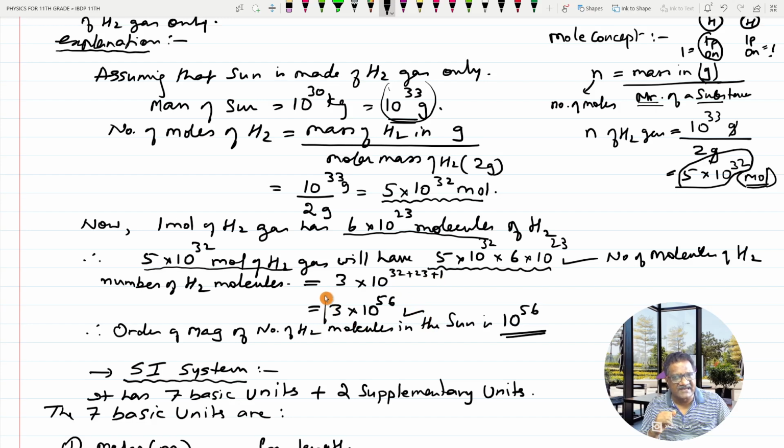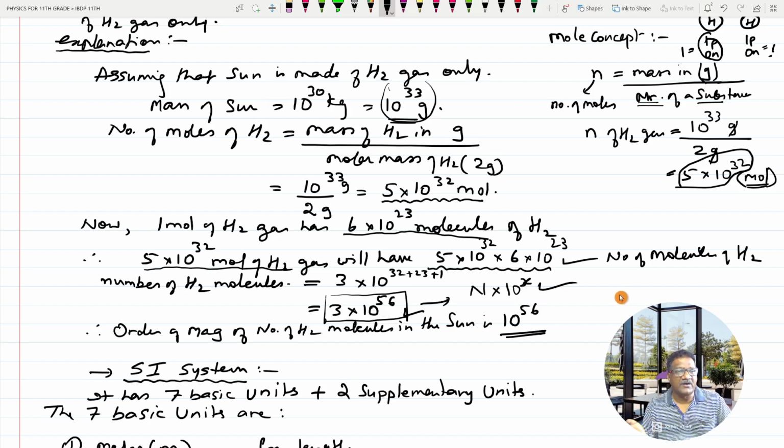So in the scientific notation, now you have got the number of hydrogen molecules in the sun. So how many molecules are there in the sun? The number of molecules in the sun is 3 into 10 raised to 56. And it is in the scientific notation form, because this is of the form n into 10 raised to x, where n is between 1 and 10. It is 3, so it is between 1 and 10. And your x has to be either a positive or a negative integer. It is 56, so it is a positive integer. So this is a scientific notation form.